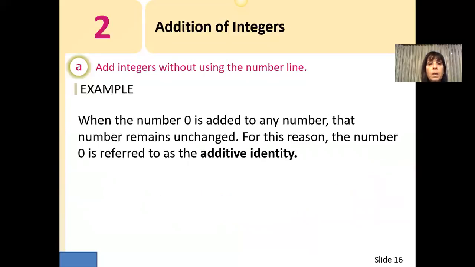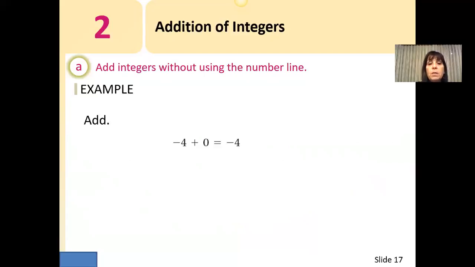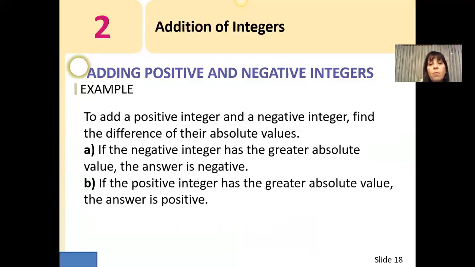One thing that's important is if you have a 0, 0 added to anything stays the number. The 0 is called the additive identity, and 0 will not change the value of the sum. So for example, negative 4 plus 0 is negative 4.